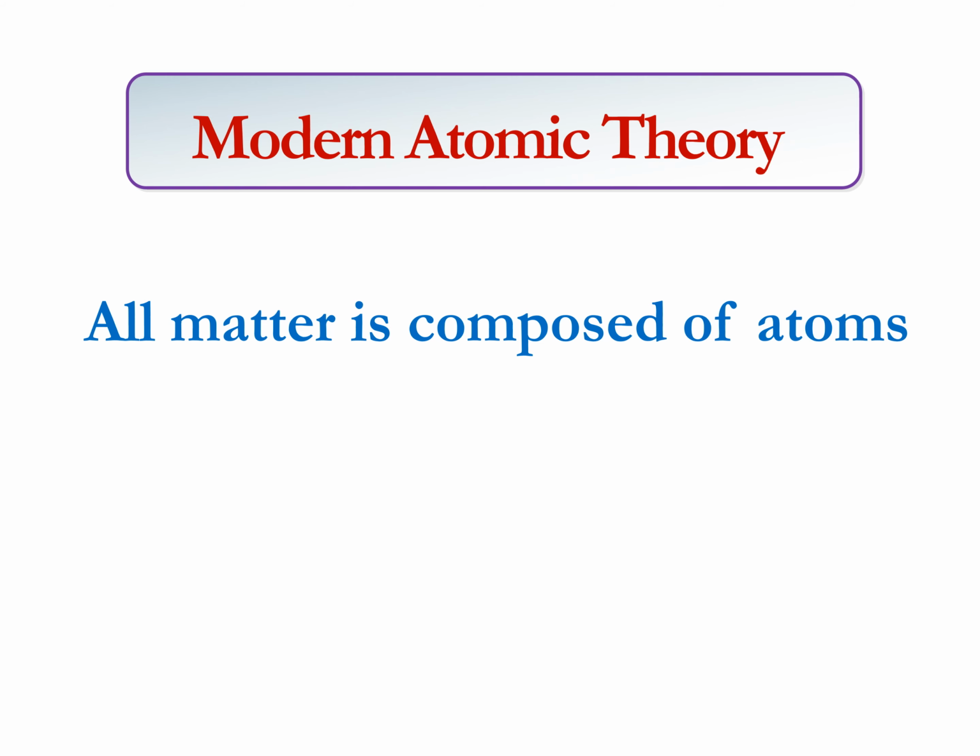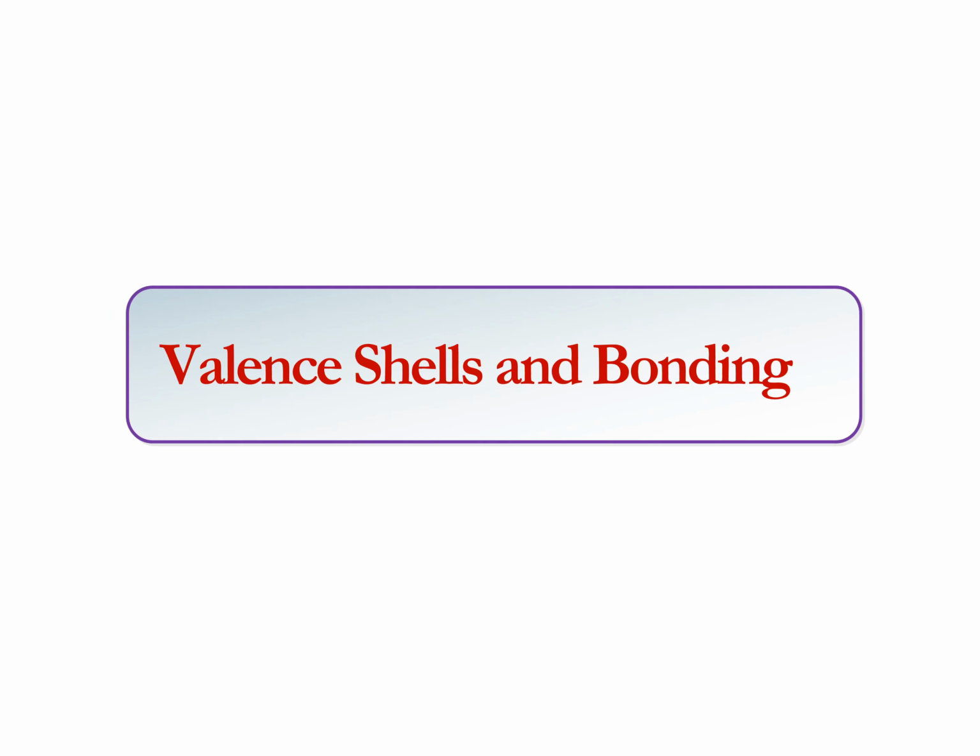And each element has its own atomic number, as we have explained in the previous lecture, which is equal to the number of protons in its nucleus. So we have explained previously that the atomic number is equal to the number of protons. And we also explained earlier on that the number of protons in the nucleus of an atom must be equal to the number of electrons.